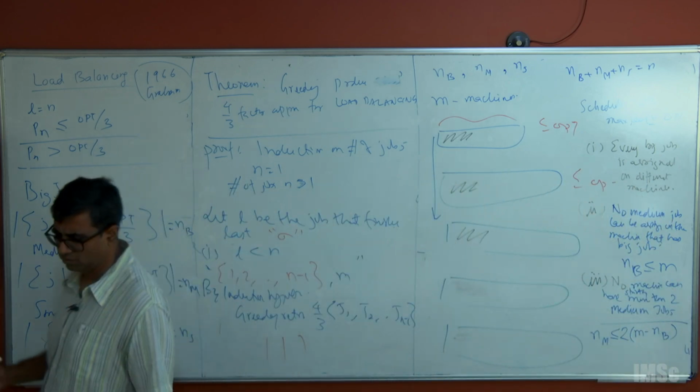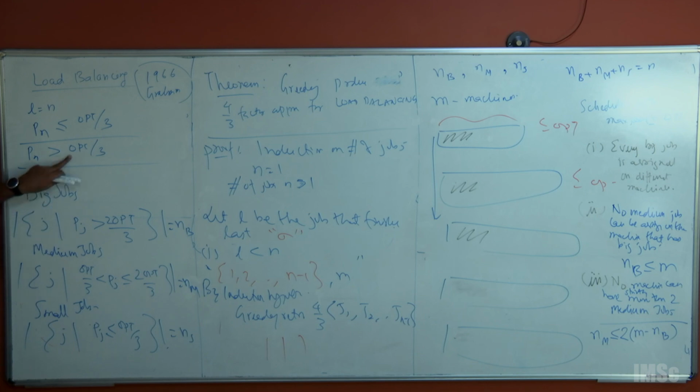Okay, so Pn, which is our last job, is at least opt by 3. Yeah, and we know that that is the last job. Suppose n is m. So if we have m machines that have greater than 2 opt by 3, and we have at least one job we know that has greater than opt by 3, which is also greater than 2 opt by 3. That's all that it says.